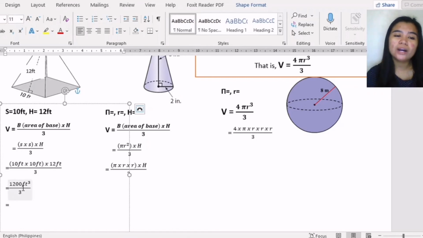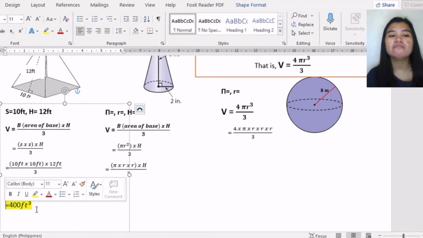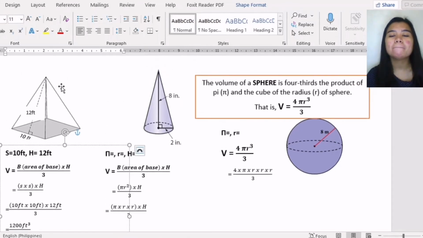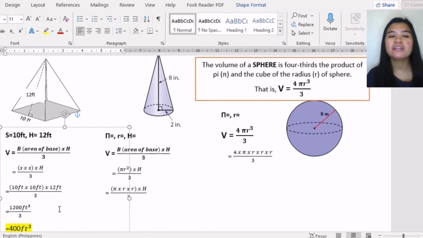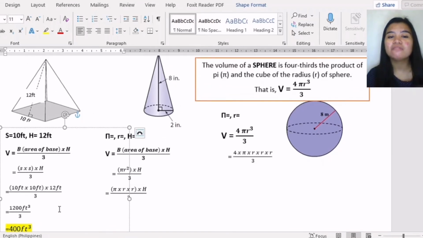Then after that, copy equal and then let's divide. So, 1,200 divided by 3. Ilan kapag hinati natin sa tatlo yung 1,200? So, 1,200 divided by 3, that is 400. And then, copy natin yung cubic feet. So, yan na yung volume for this square pyramid. Just use the formula which is S times S times height divided by 3. So, yan na yung final answer. That is the volume of the square pyramid.